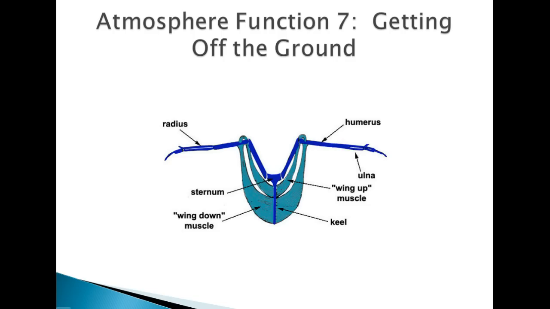Okay, function number 7, getting off the ground. Many plants also depend on insects and birds to carry their pollen and their seeds to make it possible for them to reproduce. This leads to another thing which the atmosphere does for us. Write down that the atmosphere makes flight possible, and that birds and insects could not fly without the air to support them. Without the air, humans would not be able to fly either.